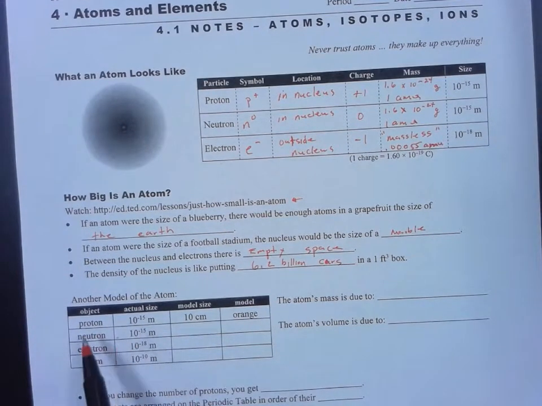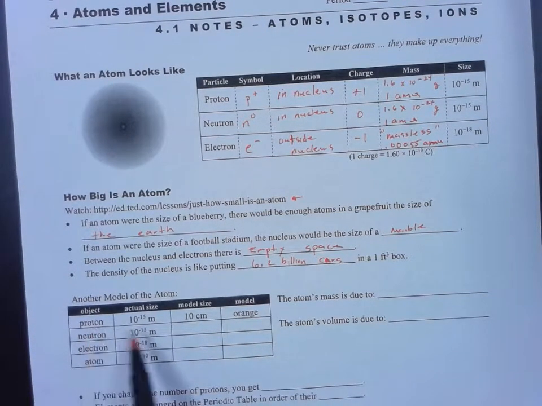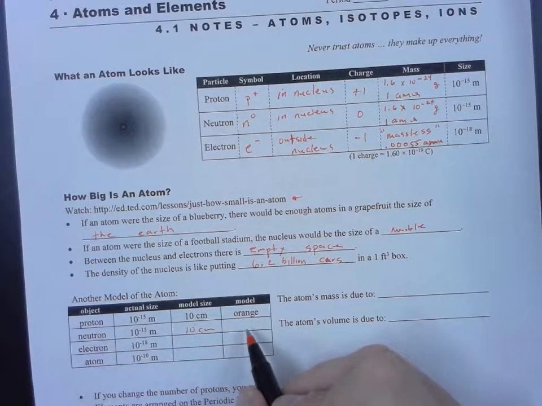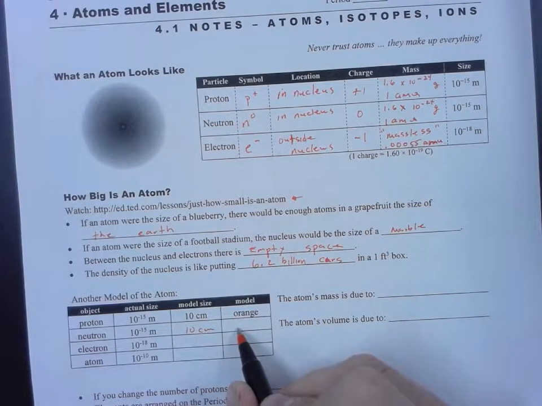In this graph here, we have proton, neutron, electron, and then the atom. We have the actual size. Okay, that's the actual size. If we had the model size of 10 centimeters, it would be an orange. Okay, if we had a neutron also the same size, the model would be 10 centimeters, and it might be the size of an apple.